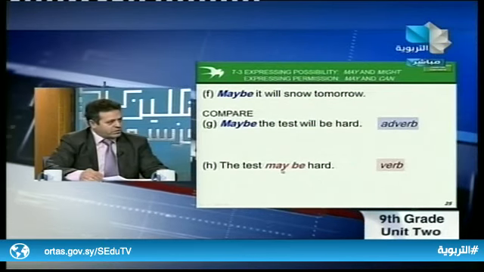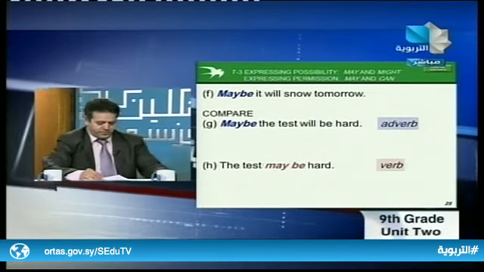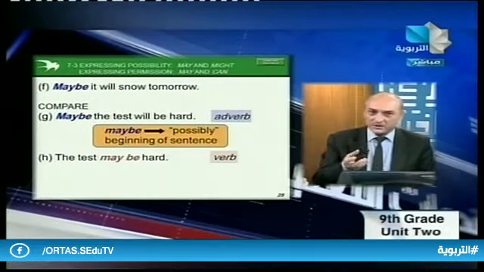So here we are using a modal verb, so here we have two separate words, not maybe as one word. Here may is the auxiliary verb and be is the main verb. So when it's one word, it's an adverb. When it's two words, we have a modal verb. So maybe here, dear students, means, as Mr. Mazin said, possibly. When we begin a sentence with maybe as one word, we mean possibly.